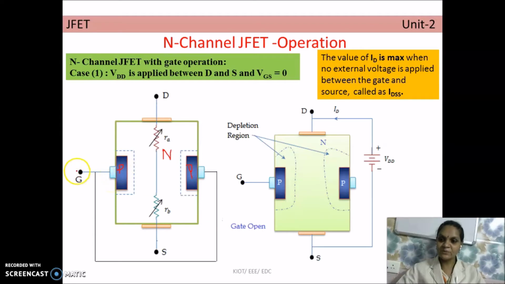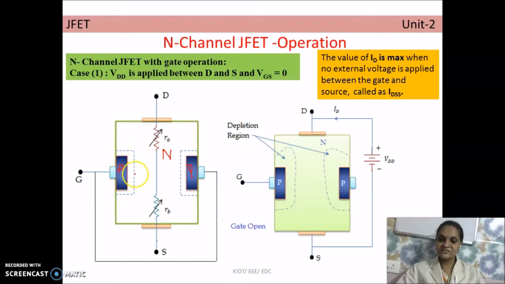One junction is between the gate terminal P region and the N-type semiconductor bar surrounding this P region. And another PN junction is between the P region available on the other side and the N-type semiconductor surrounding that P region. Because of the PN junctions created, there will be a formation of a depletion region around the PN junction, and this is the depletion region represented by dotted lines around the P region on both sides.